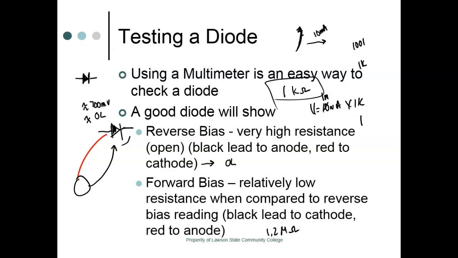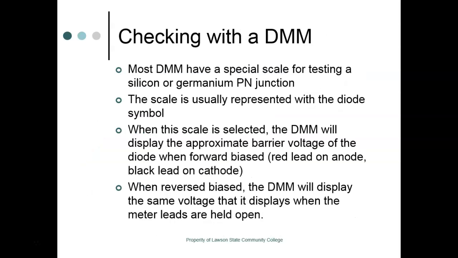And this is any device that's got a p-n junction we can check. We can check bipolar transistors, junction FETs, and SCRs, silicon controlled rectifiers, if we make a little modification to our test. So there's a lot of devices we can check, anything that's got a p-n junction in it, with an ohmmeter. Even though it's reading volts, we still say that. Most DMMs have a special scale for reading a silicon or germanium p-n junction.